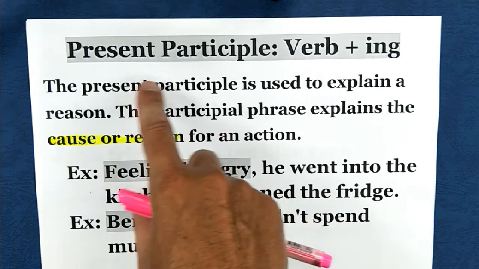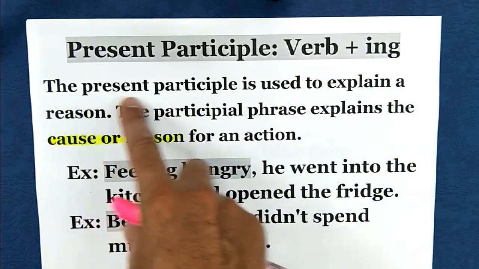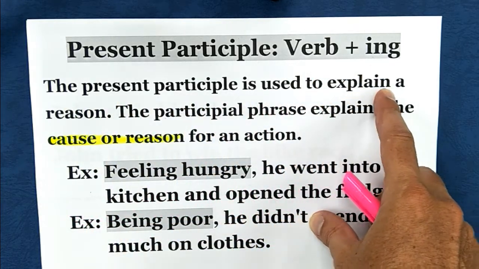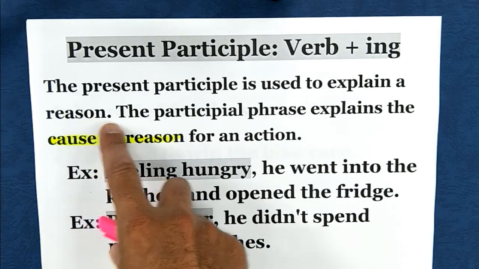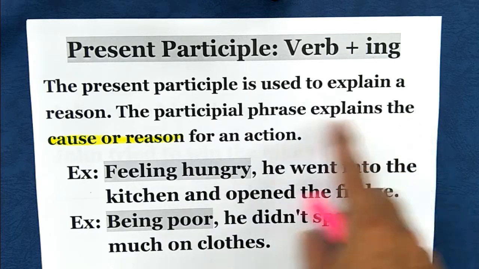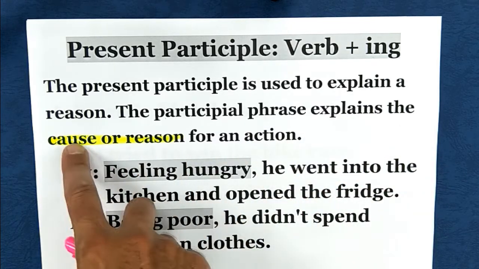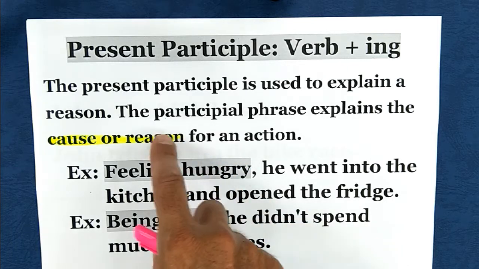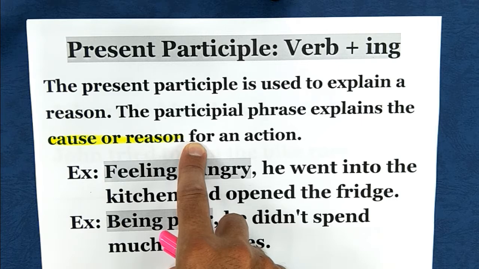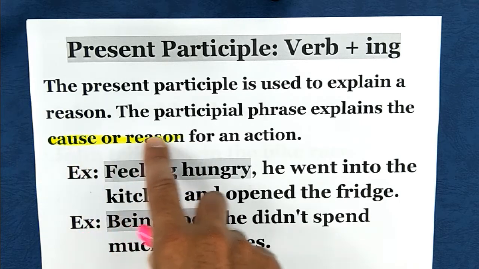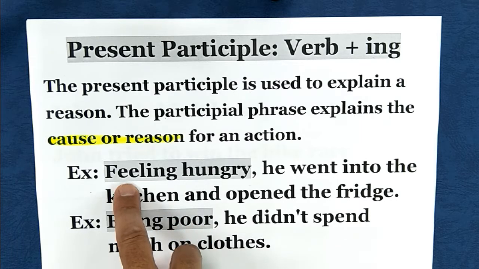Remember, present participle is verb plus ing. The present participle is used to explain a reason. Why? A reason. The participle phrase explains the cause or the reason. Why did this happen? Why? Okay, this is very important. Americans love to use the present participle phrase to explain why. What is the cause? Well, let's look at the example.